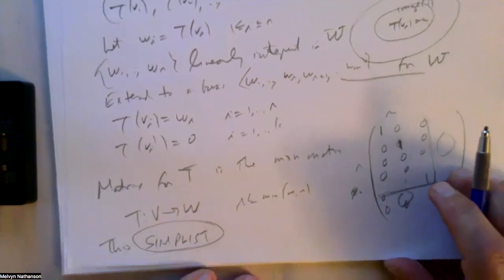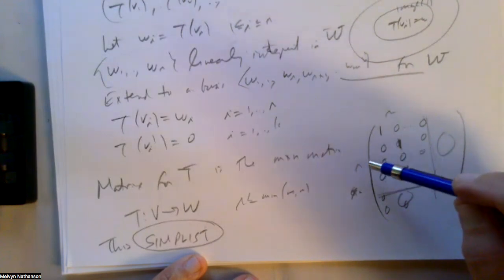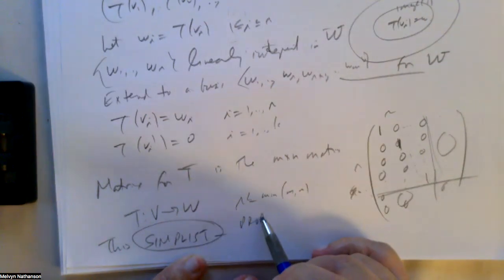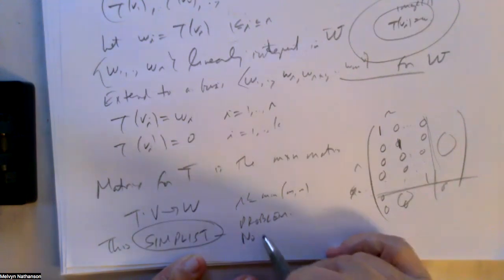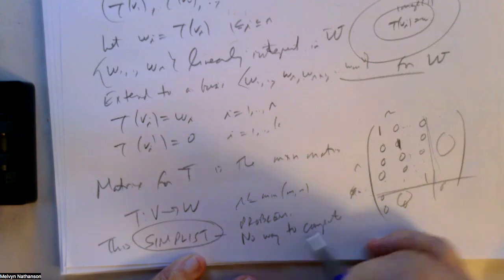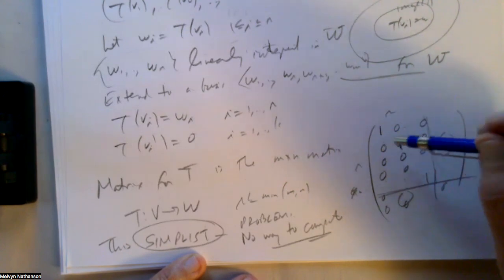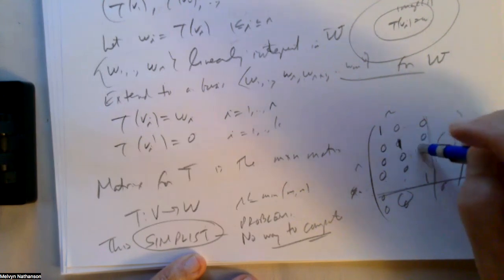This is simplest. I mean, of all possible m by n matrices that describe a linear transformation of rank R, the fact that there exist bases such that the matrix has this form is the simplest possible description of your linear transformation. The problem is there's no way to compute it. There's no effective way that we know, computationally effective. We know that bases exist so that the matrix with respect to those bases has this form, but we don't know how to compute the basis. So we would like to remedy that. This is as simple as it can possibly be, but you can't compute it.